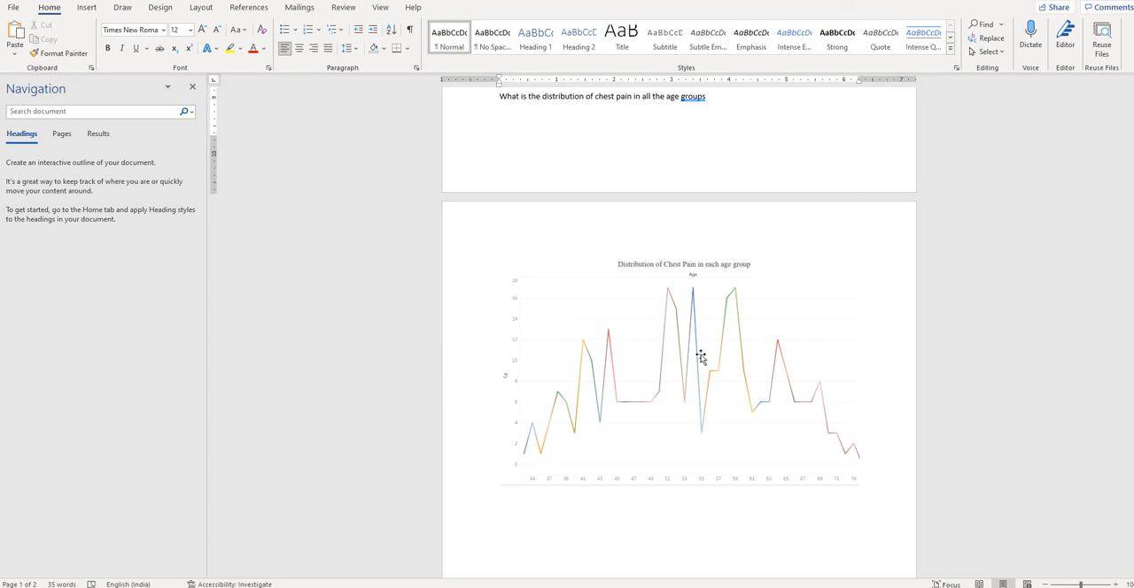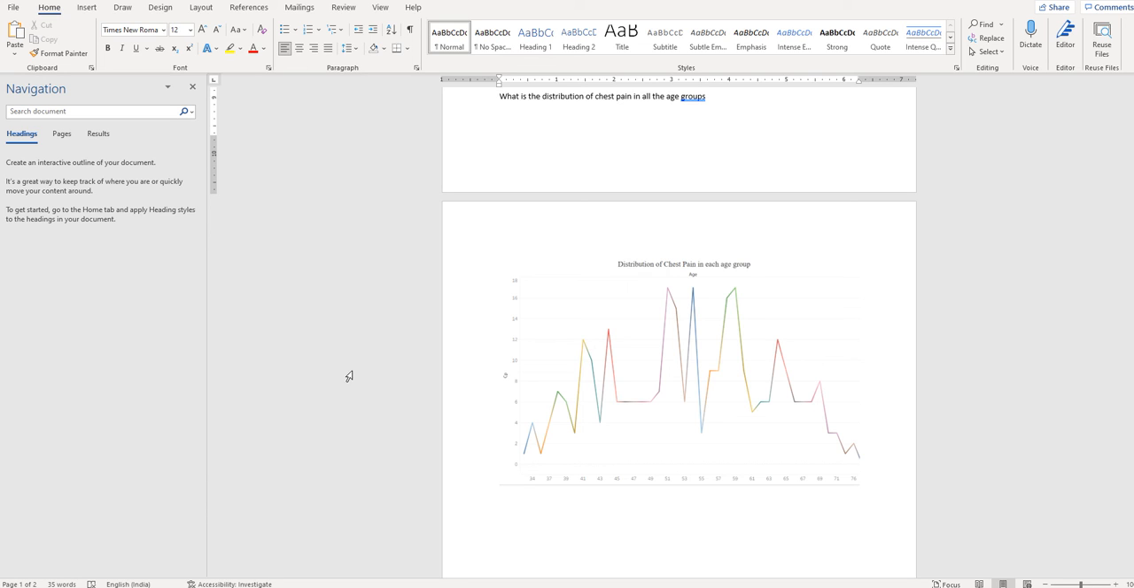If you take this graph, we are trying to establish a relationship between age and chest pain. The graph explains the number of people getting chest pain based on their age. Got it? That is how we need to explain.